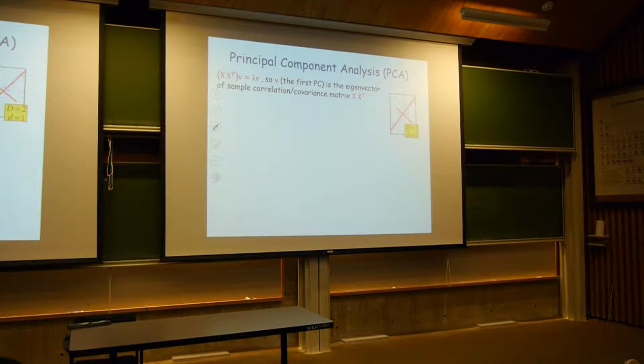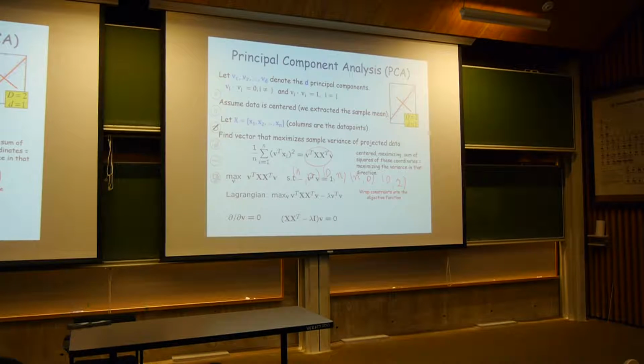Cool. So as I was saying, what we just argued is that the first principal component is really the first eigenvector of the sample covariance matrix XX transpose of the data points. Now we also want to think about the quantity we really cared about, the sample variance. Given a direction V, this was the variance in that direction when I project the data onto it, and I argued that this is the same as V transpose XX transpose V.